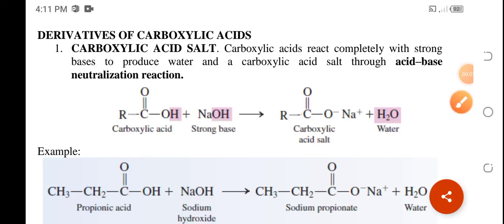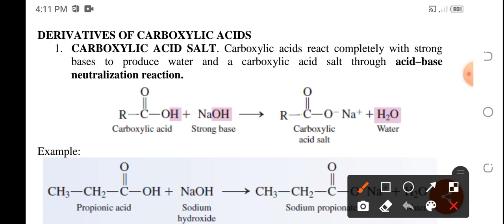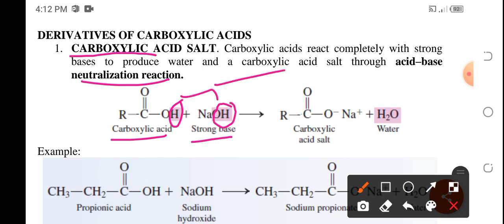Derivatives of carboxylic acid. We are going to discuss three derivatives of carboxylic acid. So first is carboxylic acid salt. These are actually products of a neutralization reaction between carboxylic acid and a strong base, wherein the hydrogen of the carboxylic acid on its carboxyl group will form a bond with the hydroxyl group of the strong base so that they are going to form the side product water.